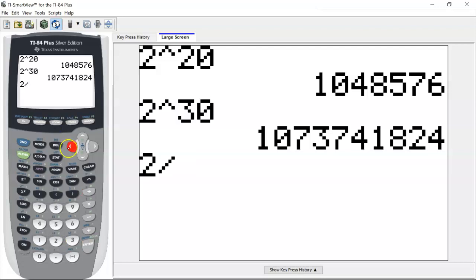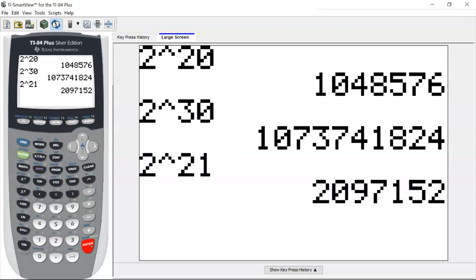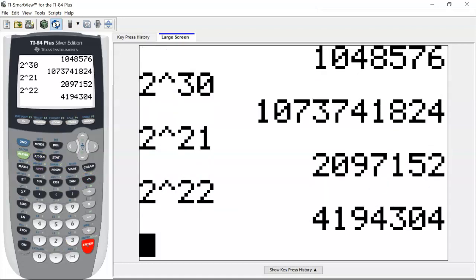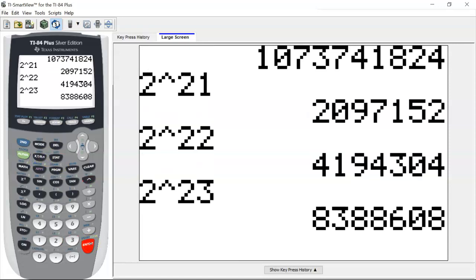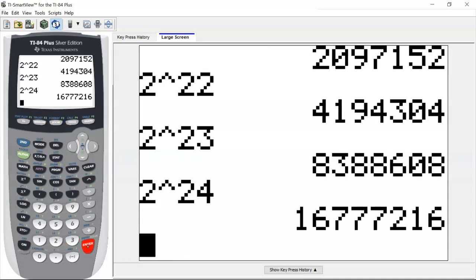2 to the 21st. 2 million, we're getting closer. 2 to the 22nd. Getting closer. Let's try 2 to the 23rd. 8 million. 2 to the 24th. Remember, we're trying to get to 15 million. That's 16 million, almost 17 million. So 23 months, we're at just over 8 million. At 24 months, we're over 16 million.